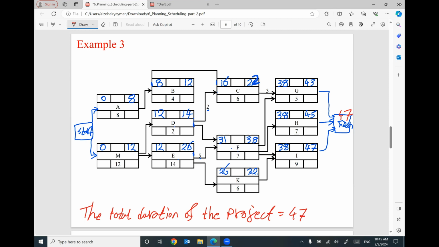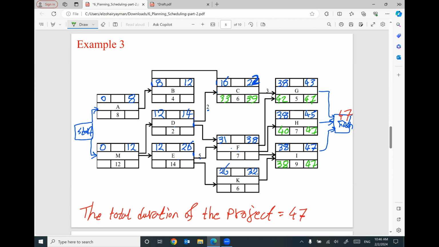Let's start to move backward. I will start here with the late finish for these activities. The last activities will be 47, 47, 47. 47 minus 5 will be 42. 47 minus 7 will be 40. 47 minus 9 will be 38. So we have 42 going back to C. I have to subtract the 3, so it will be 39. Minus 6 will be 33.